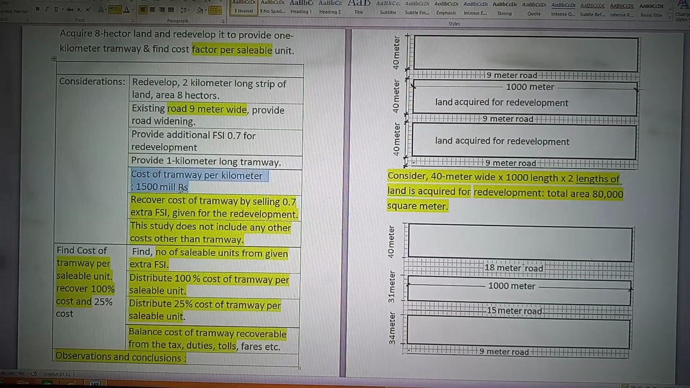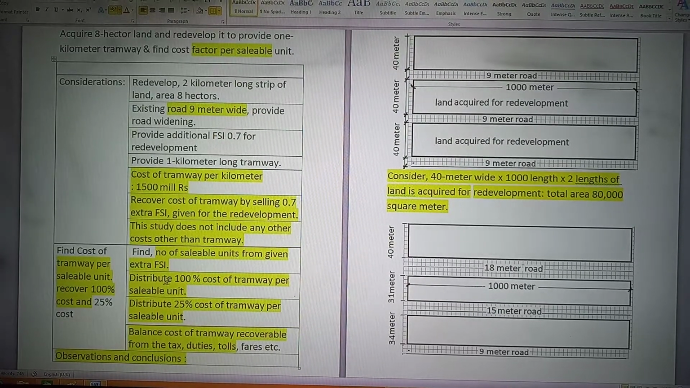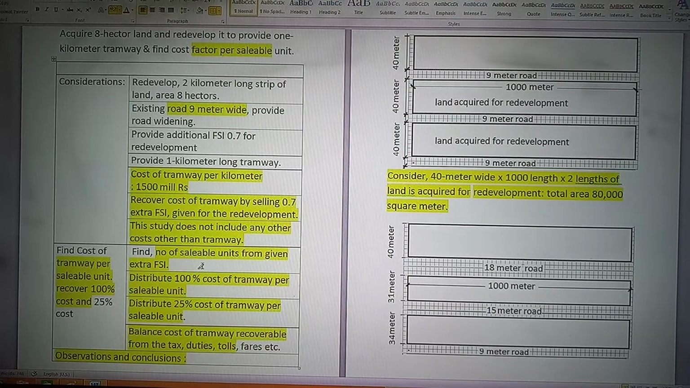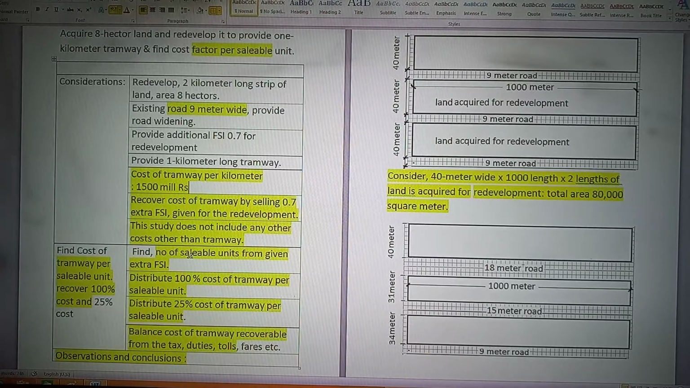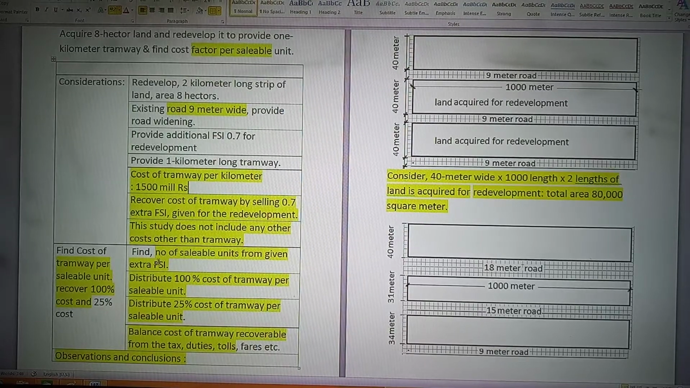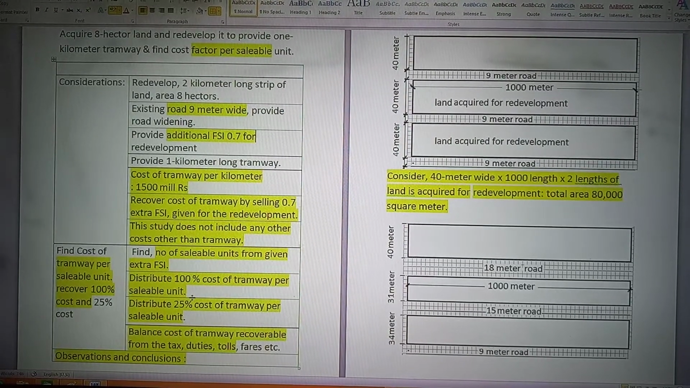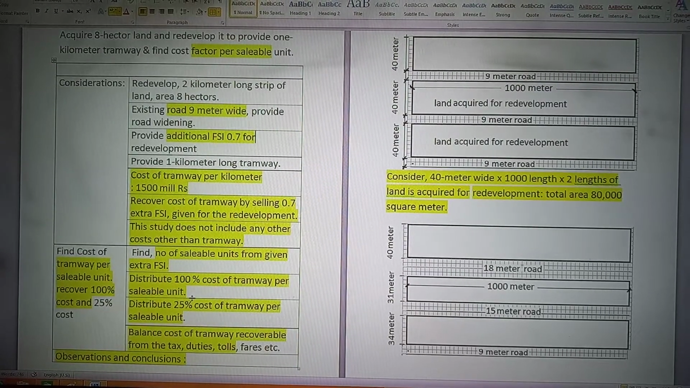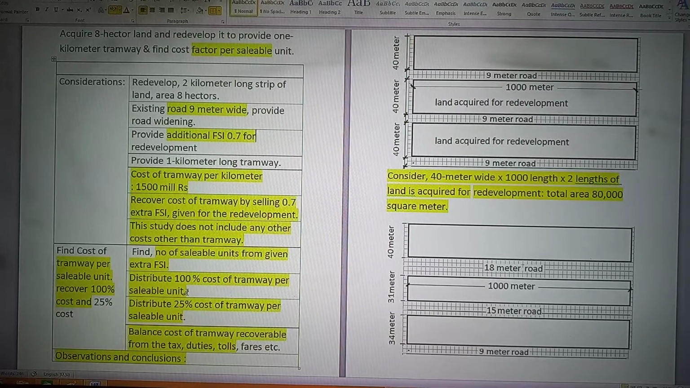So we'll find out how much is the cost factor per saleable unit. We'll work out the number of saleable units from the given FSI. That FSI we have considered is 0.7. Then distribute the 100% cost.